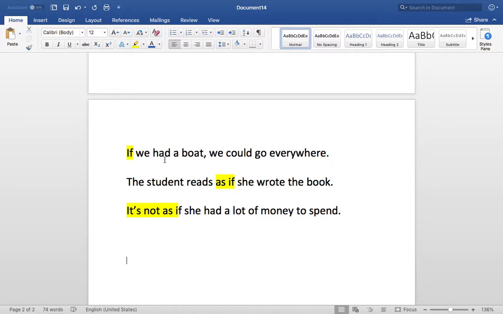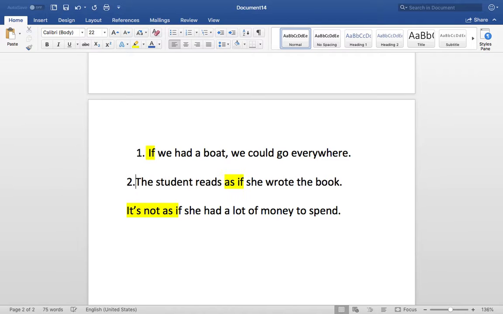For example, if we had a boat, we could go everywhere, okay? Do we have a boat? No, we don't. So it's not a fact. The fact is that we don't have a boat.